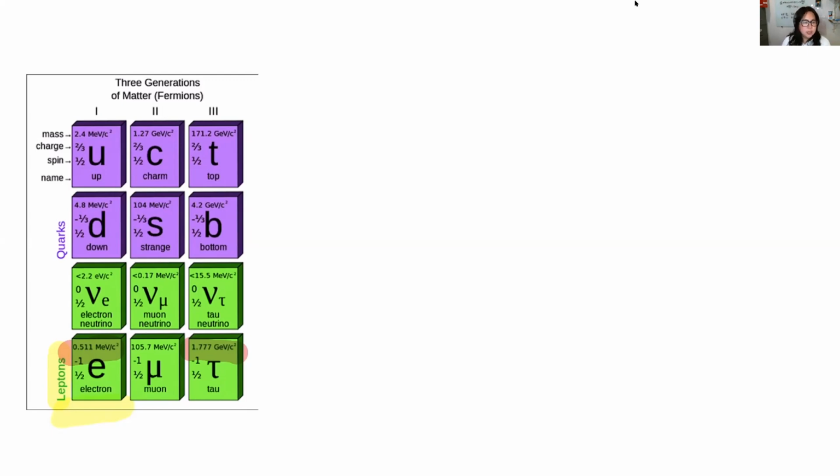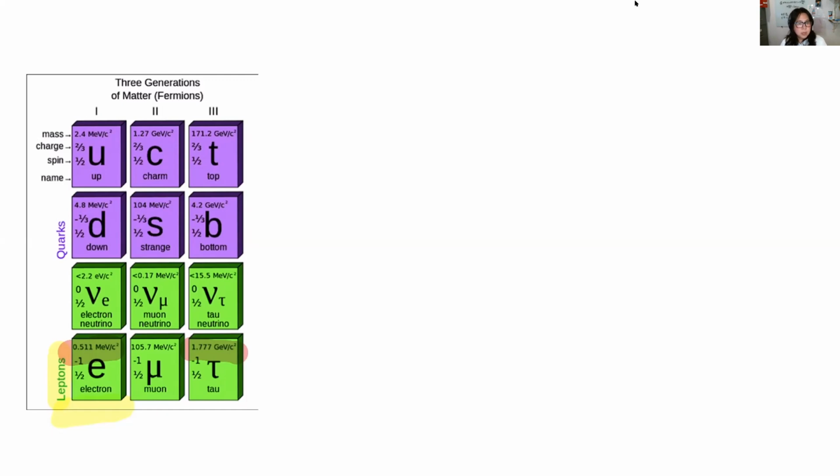There's a charge. For leptons, you see that the electron has a -1, the muon has a -1, and the tau has a -1 electric charge. Interestingly, up, charm, and top have an electric charge of positive 2/3. And then down, strange, and bottom have an electric charge of -1/3. So that's the charge that they have.